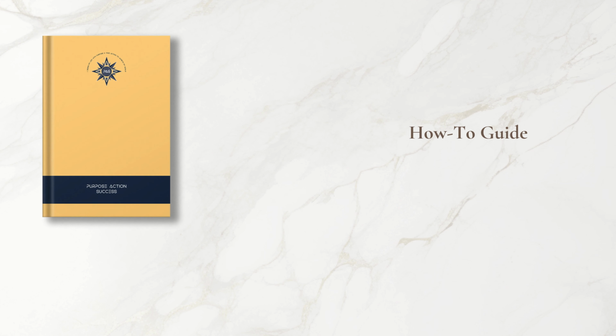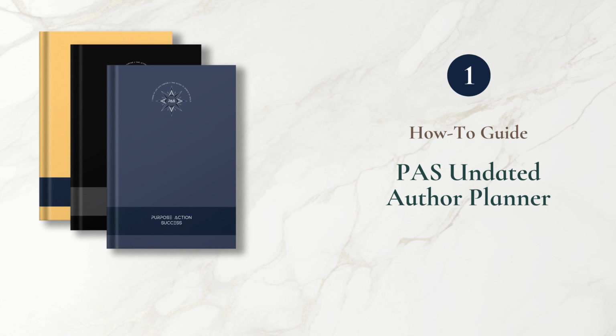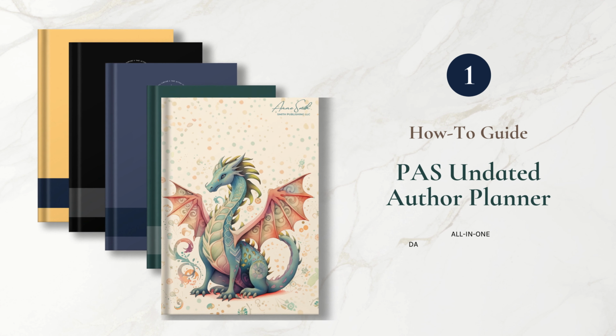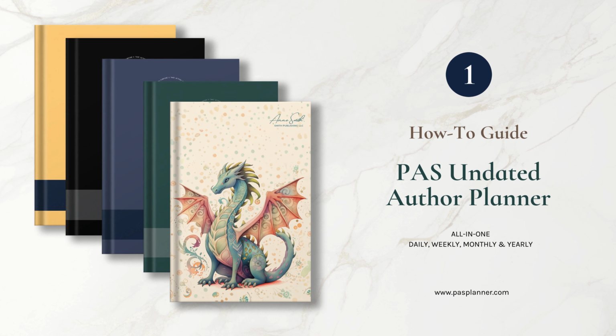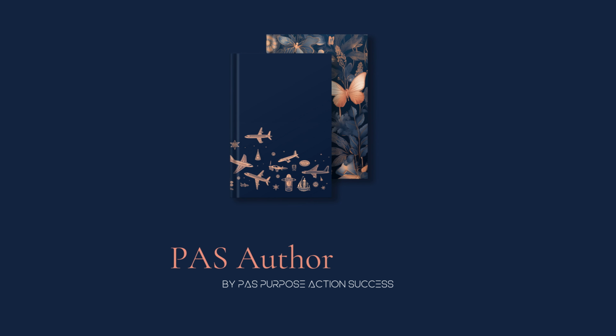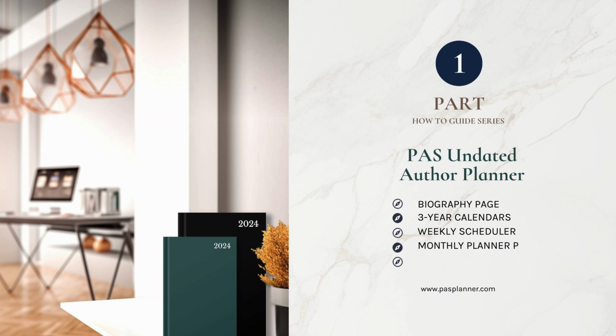Welcome to this how-to series on how to use the Undated Author Planner, the all-in-one daily, weekly, monthly, yearly planner from PAS, Purpose Action Success, or more commonly known as the PAS Author Planner. This series is divided into several parts. In part 1, we are going to go over the first pages of a PAS Undated Author Planner.